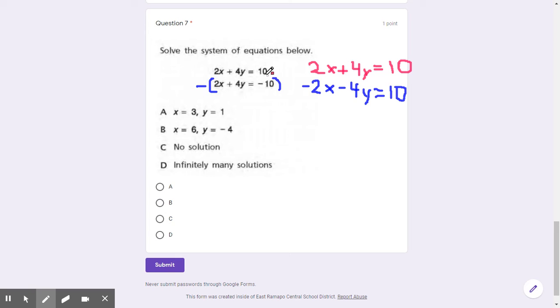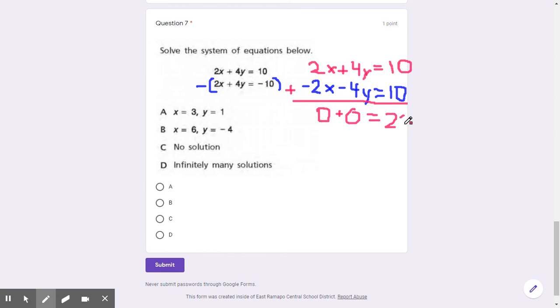Hint 2. Now I rewrote the equation that was up here. It's the same thing, just so I could put both of them over each other so that we can now add them together. So for hint 2, I'm going to add these two equations together. Let's see what happens. 2x and a negative 2x, when added together, will make 0x, or just 0. A positive 4y and a negative 4y will also make 0. And that will be equal to 10 plus 10, which is 20.